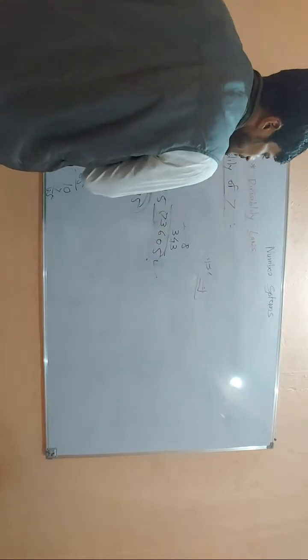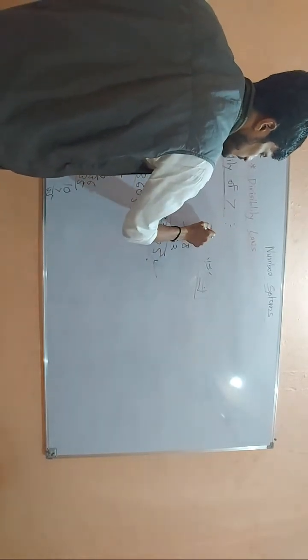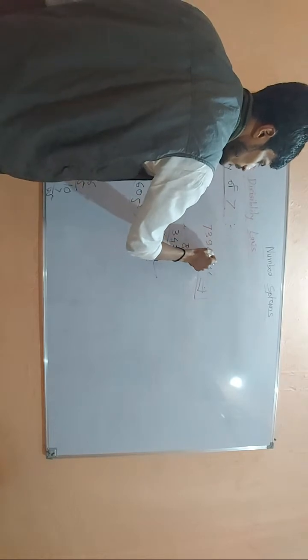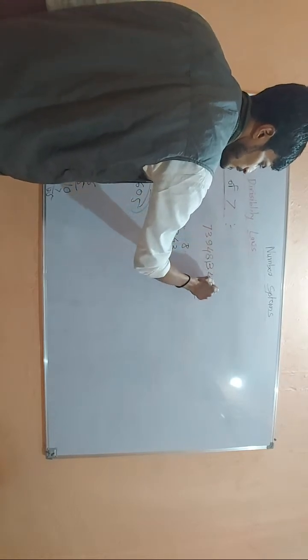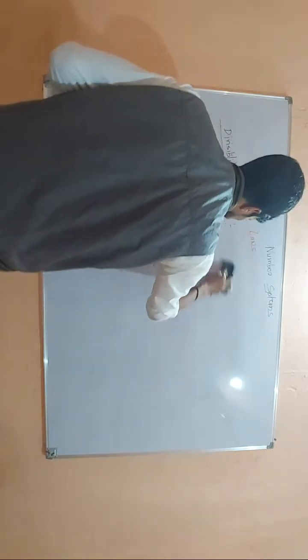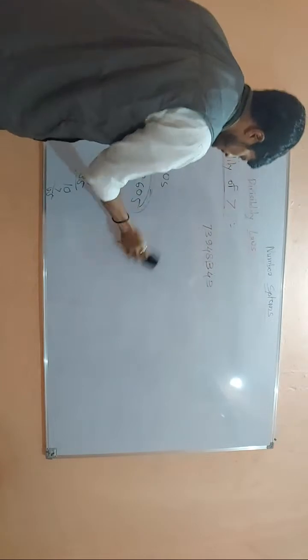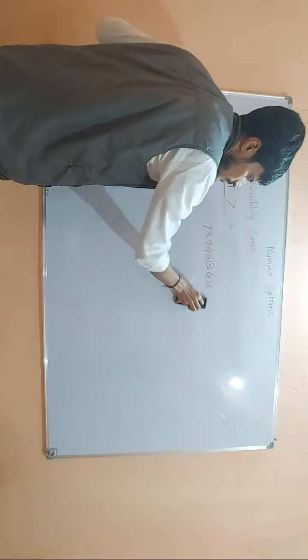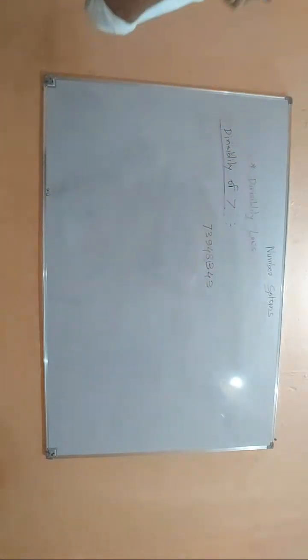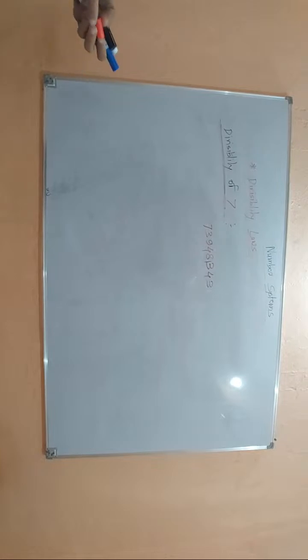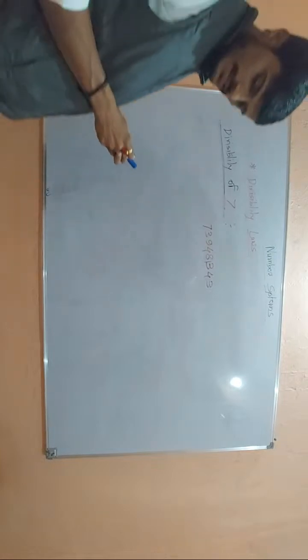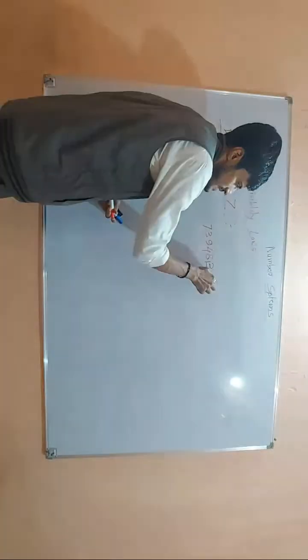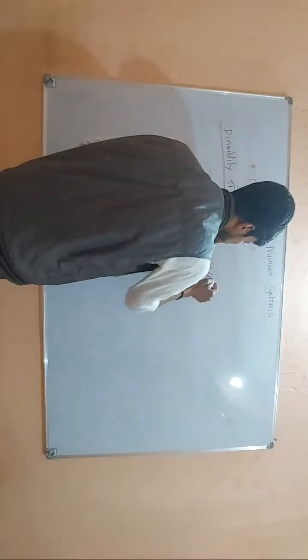I am keeping here the same number 7, 3, 9, 4, 8, 3, 4, 3. I am taking the same number, applying another law or another rule. Okay, so what we have to do in this case? While using the second rule, you have to simply take the unit place of the number. So what is the unit place here? 3.